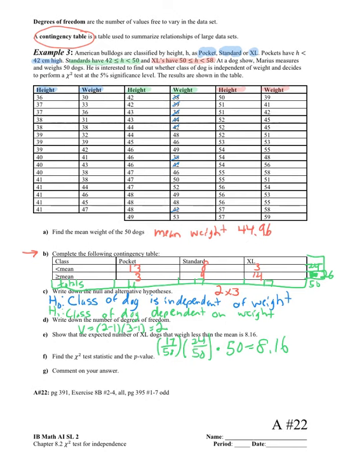Part F, find the chi-squared test statistic and the p-value. So we just put that in our calculator. And then finally, part G, comment on your answer. That's just going to say whether we proved the null hypothesis, we accepted it, or we rejected it.